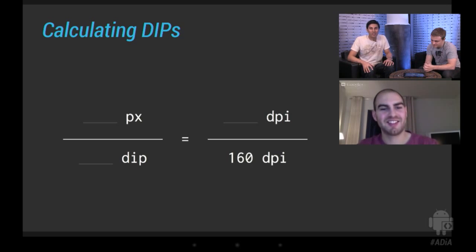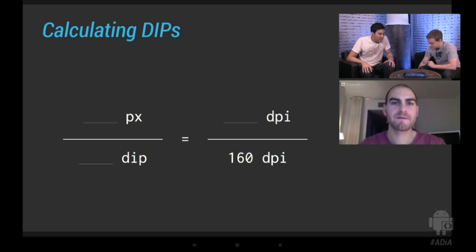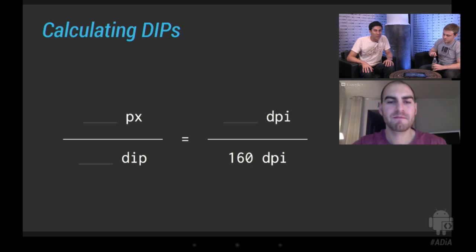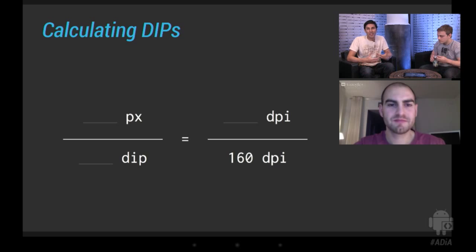Yeah, so the baseline dip value is what we call MDPI, or 160 DPI. This is the equation you can use to calculate pixels and dips and the conversion between them all. You can basically take the DPI of a device. It may be 160, but it could be something else. It could, for example, be HDPI or XHDPI. You divide it by the baseline, which is 160, and that gives you your ratio of pixels to dips.